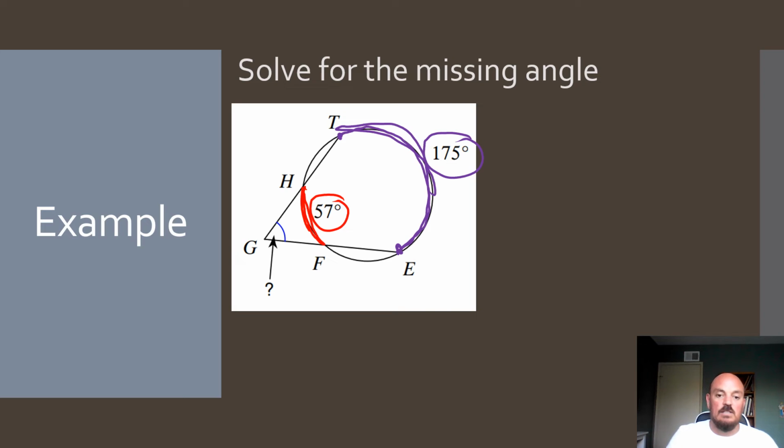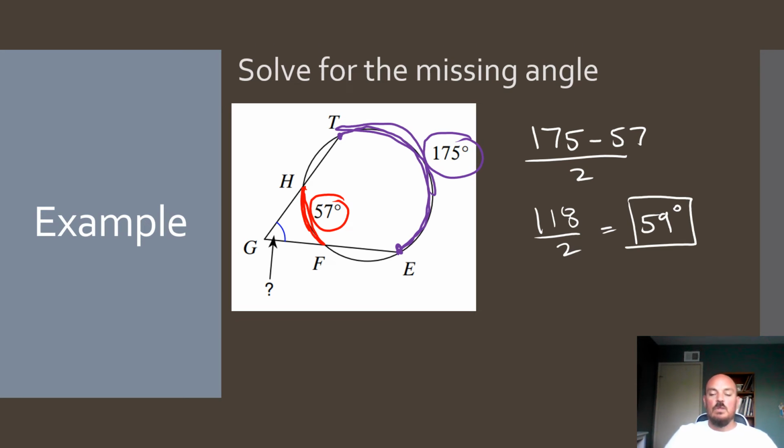So to find that angle, I said solve for the missing angle, which is the question mark there, angle TGE. What I'm going to do is take the bigger angle, 175, subtract the smaller one, 57, and then divide that by 2. So what I get is 118 divided by 2, or 59 degrees. So these are not hard problems, but you got to make sure you know when to do what. You got to know when, like that first example from today, we add the arcs and divide by 2, or in this picture right here, when you subtract the arcs and divide by 2.